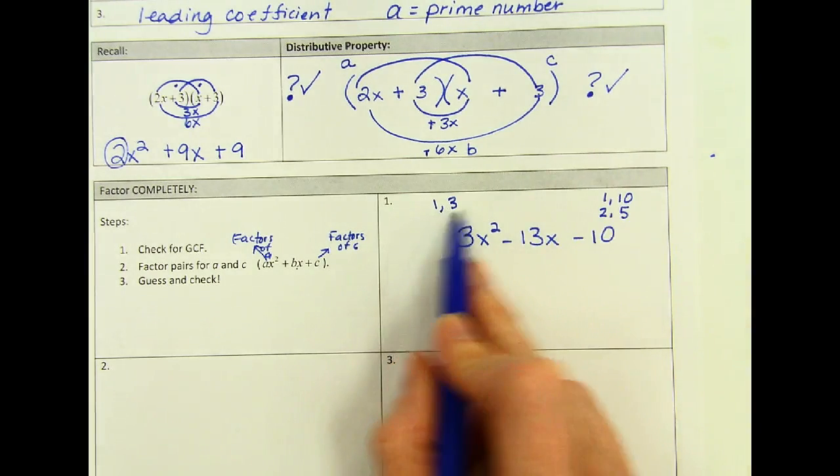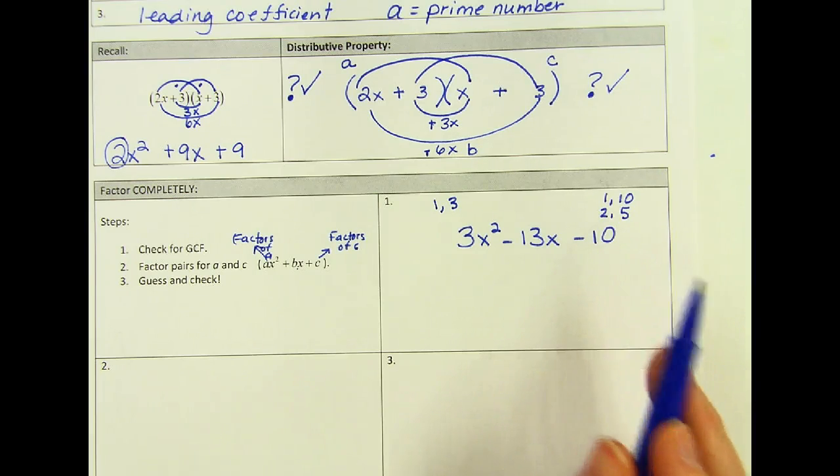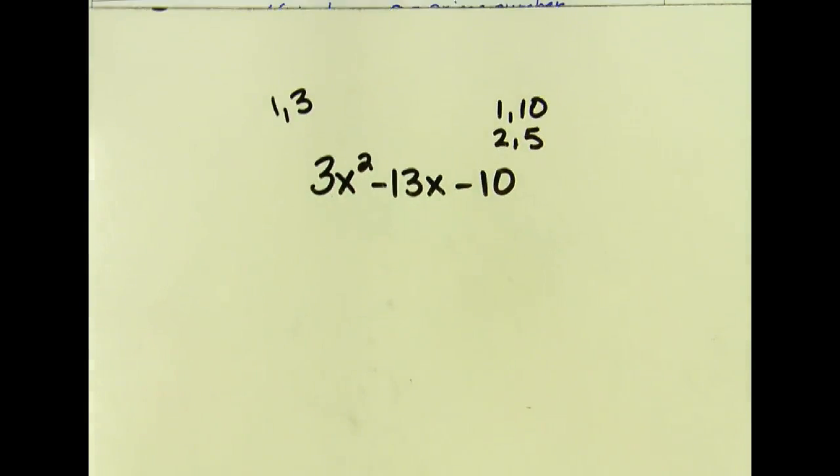So you really don't want a lot of numbers here. You're really going to want prime numbers. 10 is not a prime number. And now you just guess and check. Now, what I would like for you to do is to copy nothing else down. So just put your pencils down and watch the process.